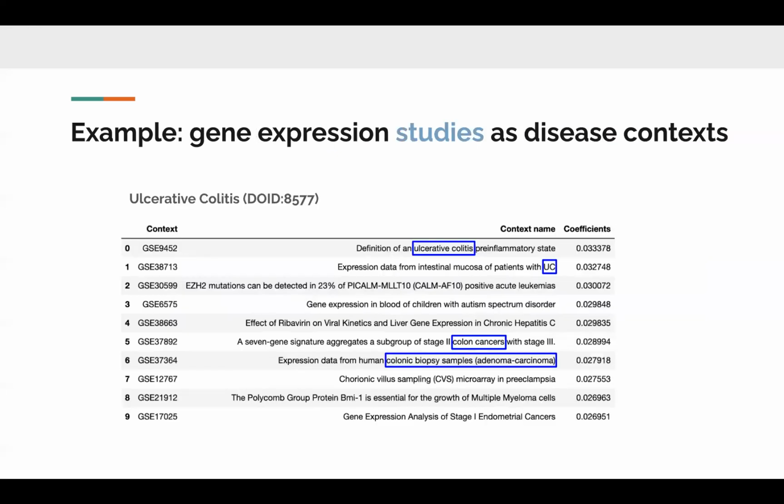Now let me show you a couple of examples of disease contexts inferred by our approach. Here, we used gene expression study as the contextual information and trained the model to predict the ulcerative colitis disease genes. You can see that the top two studies are directly related to ulcerative colitis. Moreover, the fifth and sixth studies are also related to ulcerative colitis as they are related to colonic cancer.